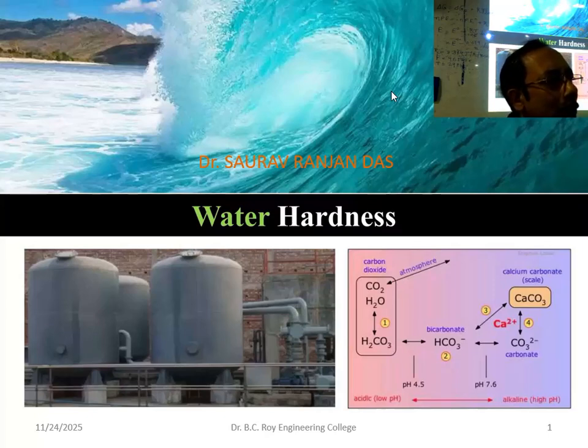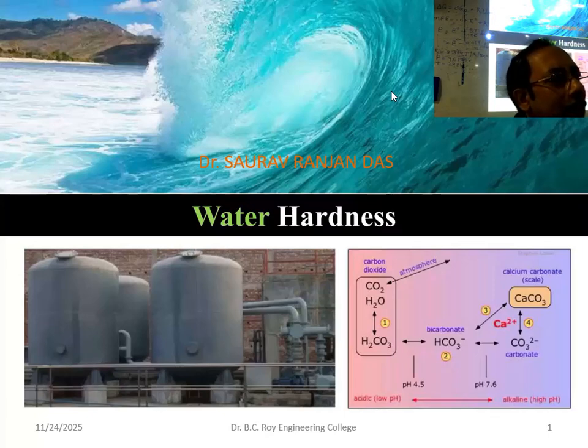One is called temporary hardness and the other permanent hardness. Temporary hardness means we can remove the hardness by boiling, adding lime water, etc. And permanent hardness means we cannot remove that hardness by that type of simple treatment. Why? Because temporary hardness is caused by bicarbonate ion and carbonate ion.